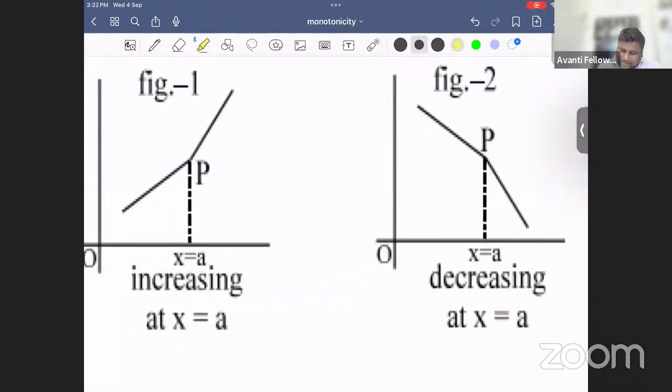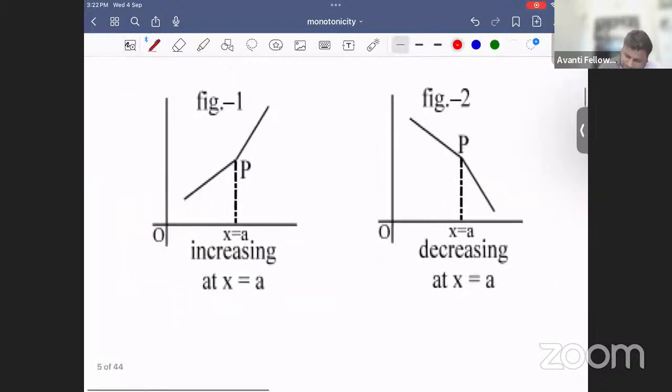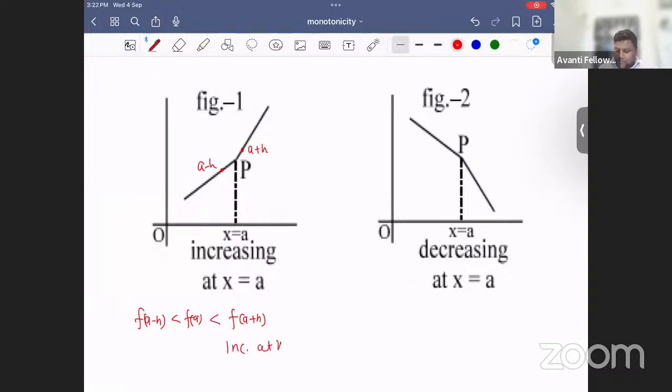In this diagram, if you see, this is going to be the next point a plus h. This is going to be a minus h. So it is very much clear that f of a minus h is less than f of a, which is less than f of a plus h. Got it? So this function is increasing at x equals a.